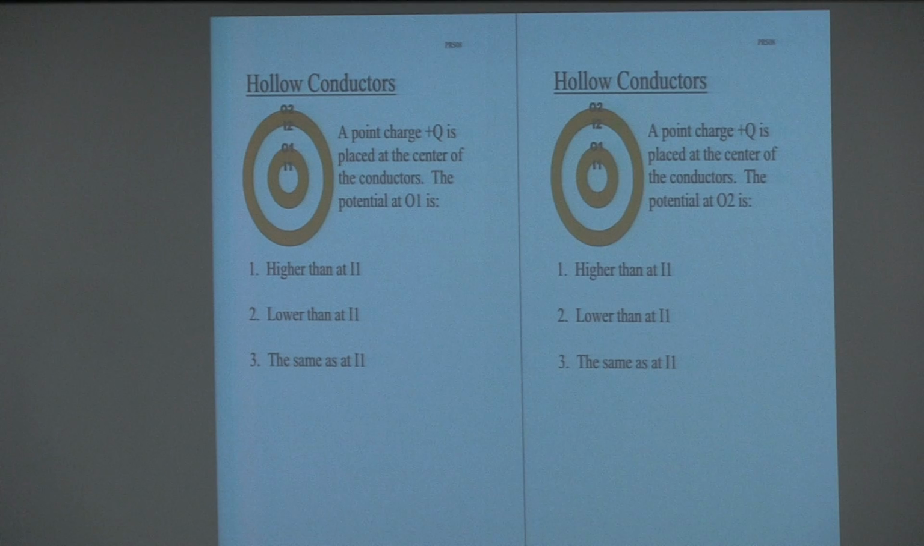No, we didn't discuss that the other day. We had an arbitrary shape, not a spherical shape. Okay, let's listen to group 2. Why 2? Why is the potential at O1 lower than at I1?